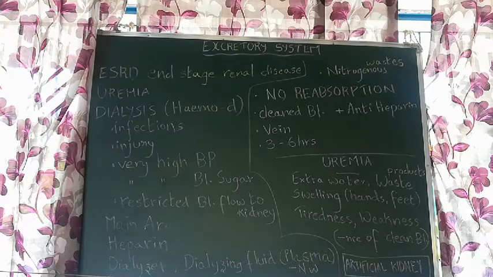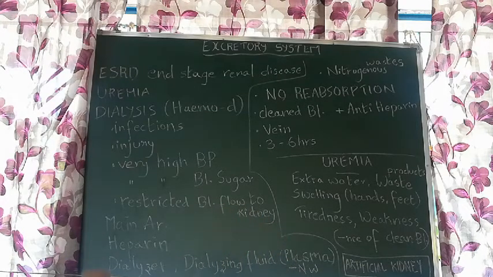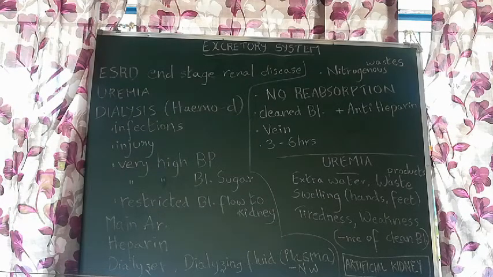Now, there is something called an artificial kidney. This artificial kidney filters our blood outside the body. The patient has to visit a hospital to filter his blood through the artificial kidney. Artificial kidney is nothing but a dialyzer. See the spelling, D-I-A-L-Y-Z-E-R. So a dialyzer is a machine. This machine has a fluid which helps in filtering the blood.